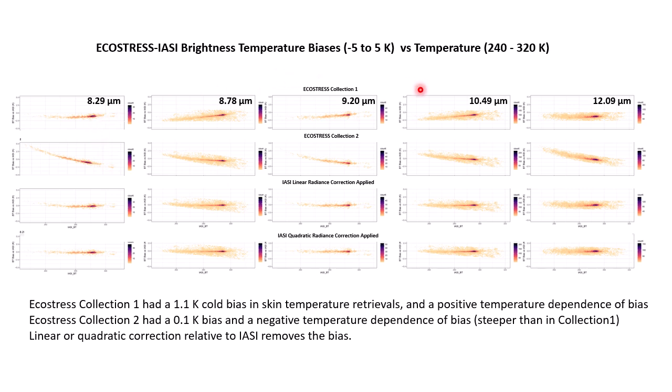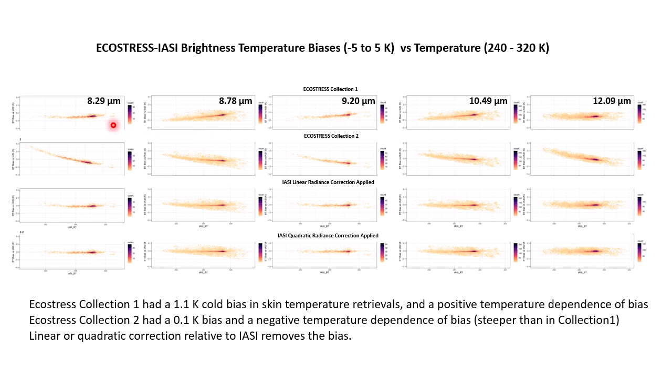The biases are quite remarkable. The uncalibrated ECOSTRESS Collection 1 data have an overall cold bias in skin temperature retrievals of about 1.1 K, and each of the wavelength bands has a cold bias. They also have generally a positive temperature dependence of the bias. The graphs here are from -5 to +5 K on the bias axis, and between 240 and 320 K on the horizontal axis.